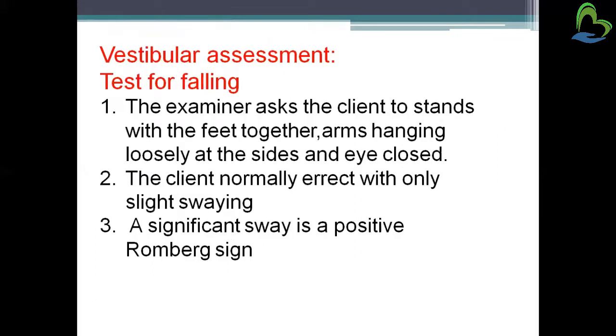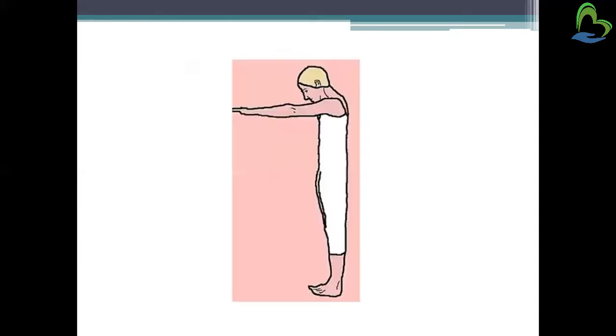Next we will see the vestibular assessment. The first test is the test for falling. It is also called the Romberg test. The examiner asks the client to stand with the feet together, arms hanging loosely at the sides and eyes closed. The client normally stands erect with only slight swaying. A significant sway is a positive Romberg sign. It means the person cannot balance his or her body, so the person's vestibular function is not working properly. This is how you can elicit the test for falling in your clinicals.